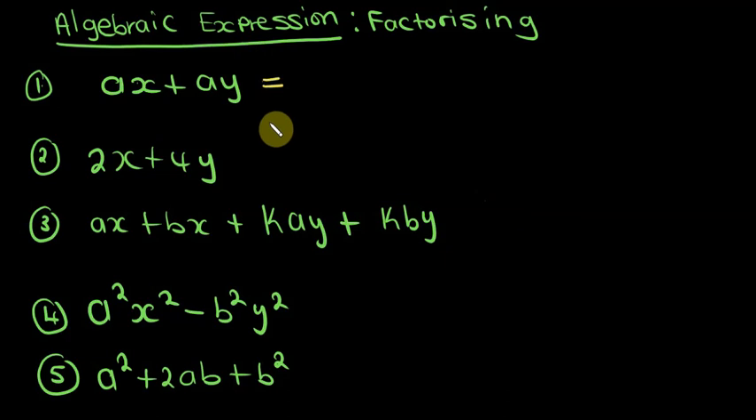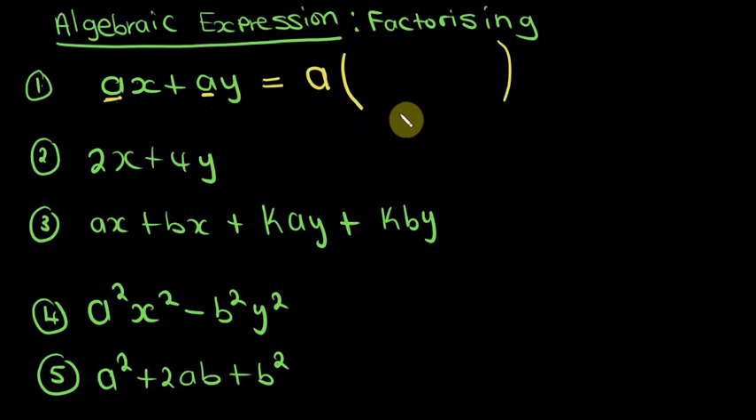Okay, the first thing that we need to do when we are factorizing is we look at the terms. So when we look at the terms, we look at what is common between the two terms. In this case, we see that a is common. This a. So we write that term which is common and we put it outside the brackets.